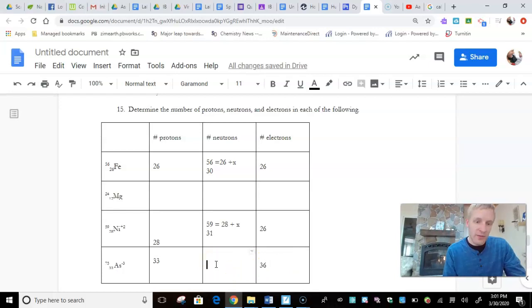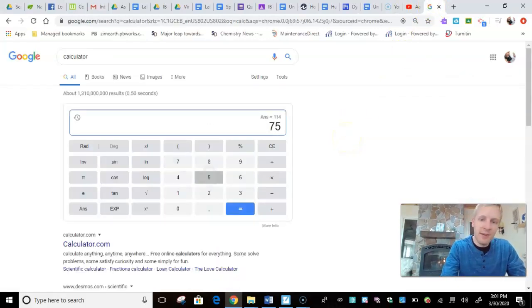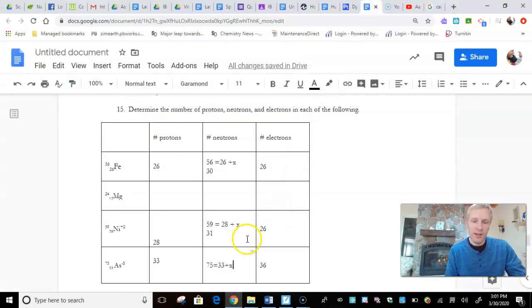And then my number of neutrons is going to be the mass number 75 equals 33 plus x. And again, I subtract 33 from both sides. Oh, that's tough math, so let's use a calculator. 75 minus 33 equals 42. Alright, 42 is the number of neutrons.